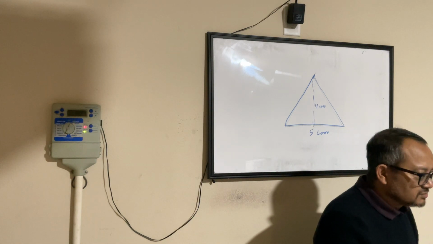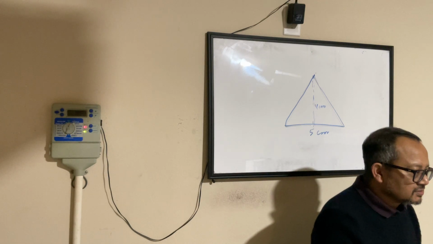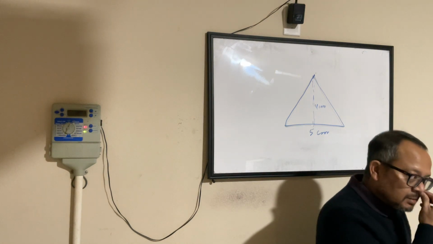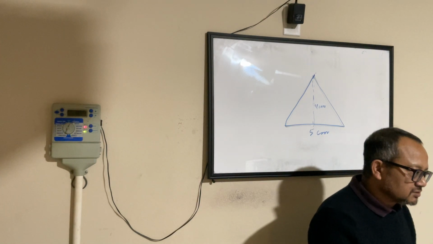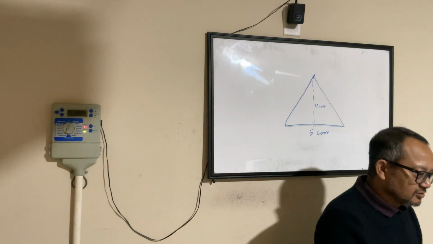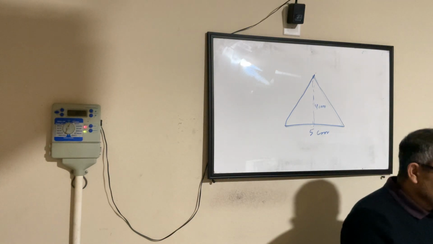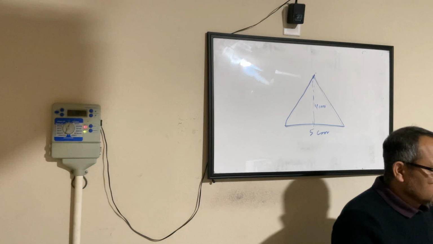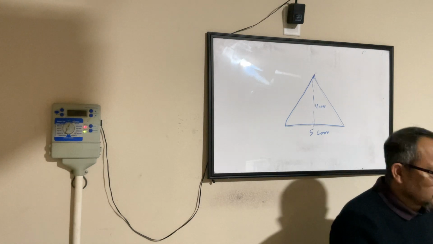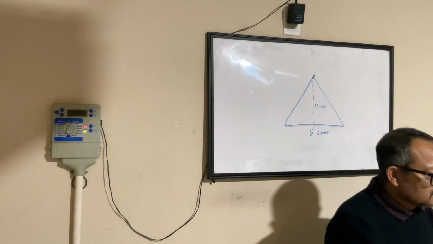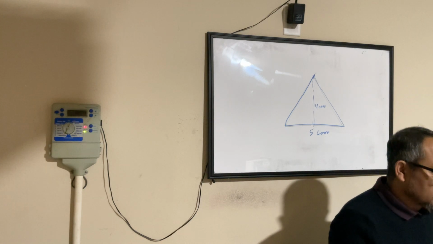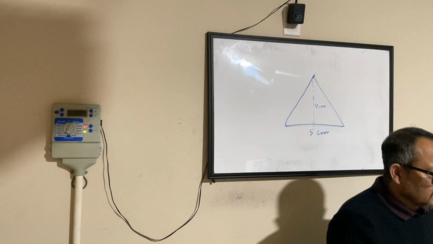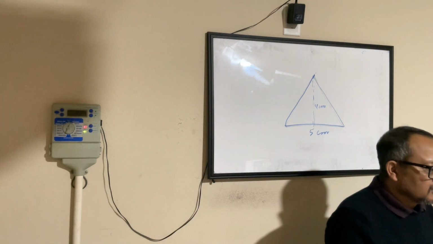For the area, I got 25 centimeters square. The perimeter, I got 50 centimeters. Okay, let's see what Aditi has to say. For the perimeter, I got 15 centimeters and area, I think 25 square centimeters. Okay, let's see what Yaganya got. I got 10 centimeters square for area and 15 centimeters for perimeter. Okay.